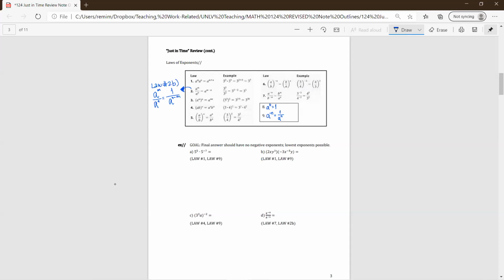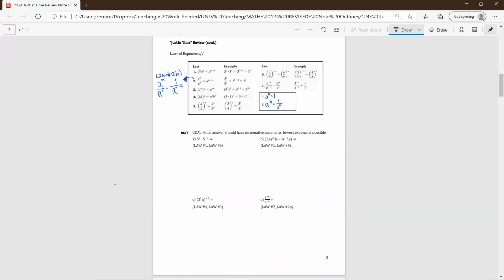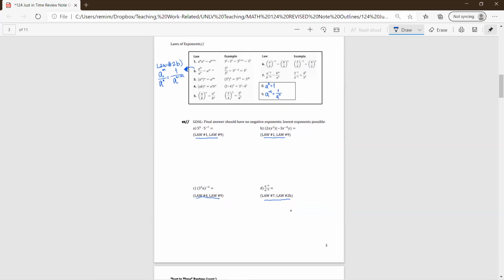So anyway, I just want you to try those on your own, but I did give some hints for each one. So I told you which laws you would be using for each of these examples, okay? I'm just gonna move along.